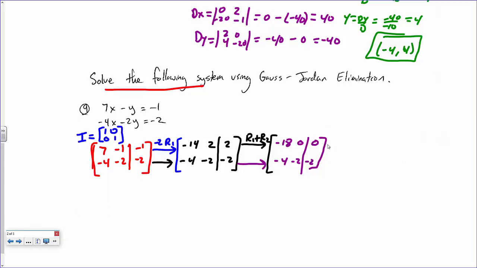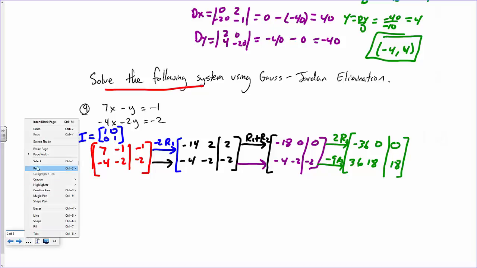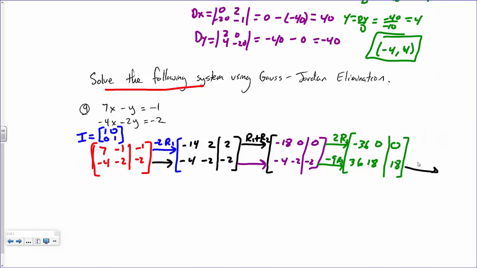And what I'm going to do is multiply the top row by 2. So negative 18 times 2 is negative 36. Sorry, 0 times 2 is 0, and 0 times 2 again is 0. I'm going to multiply the bottom row by negative 9. So negative 9 times negative 4 is positive 36. Negative 9 times negative 2 is 18. And I'll get 18 again, because negative 2 times negative 9 is 18. And now, what I'll do is add row 1 and row 2 together.